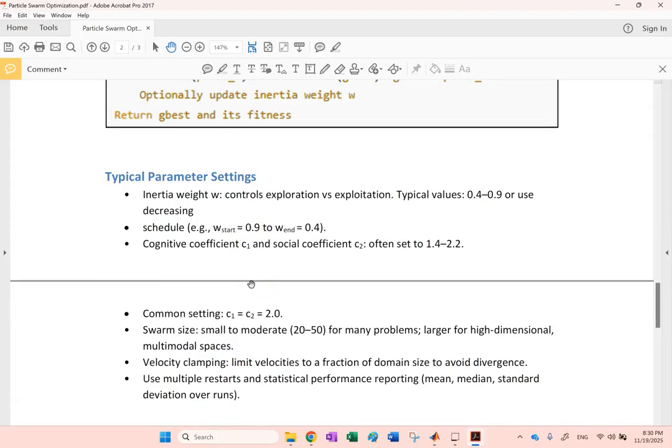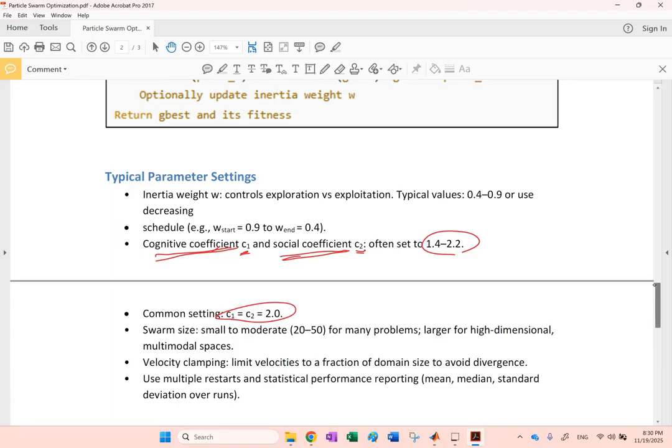So most of the algorithms, if you look, typically set the C1 coefficient, which we call the cognitive coefficient or local, and C2, which we call the social coefficient, which comes from the global best. They typically put them in a range of 1.4 to 2.2, and many of them typically start both of them at 2.